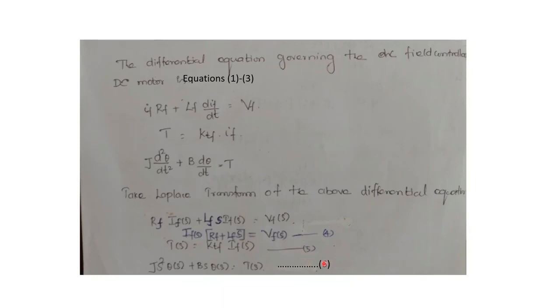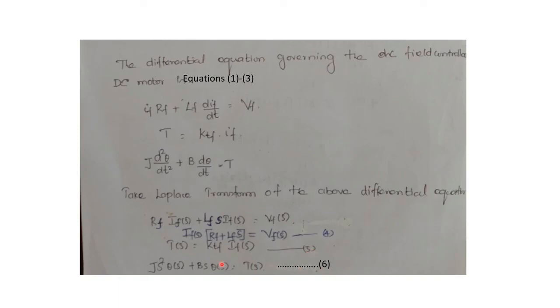By using these three equations, we are going to find the required transfer function. How do we find it? If we consider equation 4 as well as equation 5, and that is equation 5 and equation 6, on one side we have the torque, capital T of S. Here also we have capital T of S, and here also capital T of S. So we can say equation 5 is equal to equation 6.